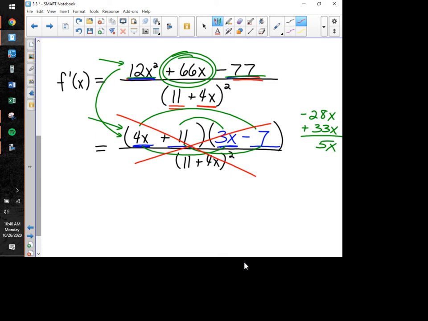Now, is it possible that the numerator factors a different way? Yes, it is. I'm not guaranteeing that 12x squared plus 66x minus 77 is prime. It might factor. But the fact of the matter is, I don't care if it does, because it doesn't contain 11 plus 4x or 4x plus 11 as one of its factors. So even if it did factor into something else, nothing would cancel. And therefore, there's no point in trying to simplify that any further.